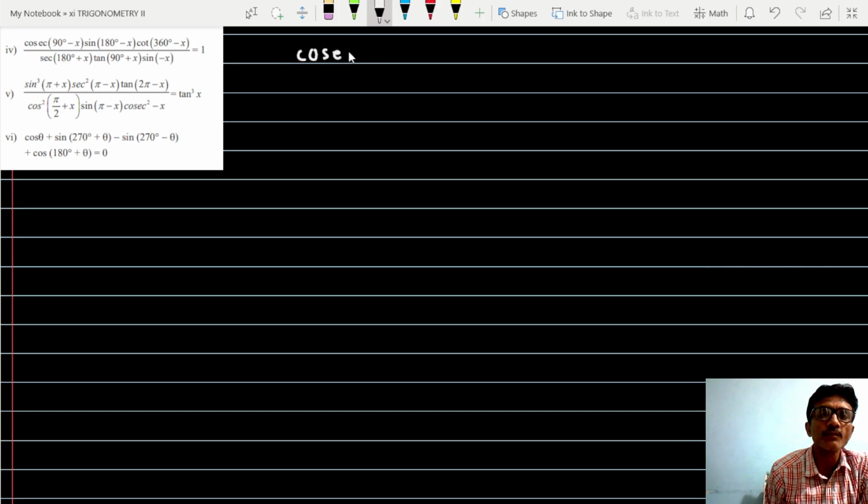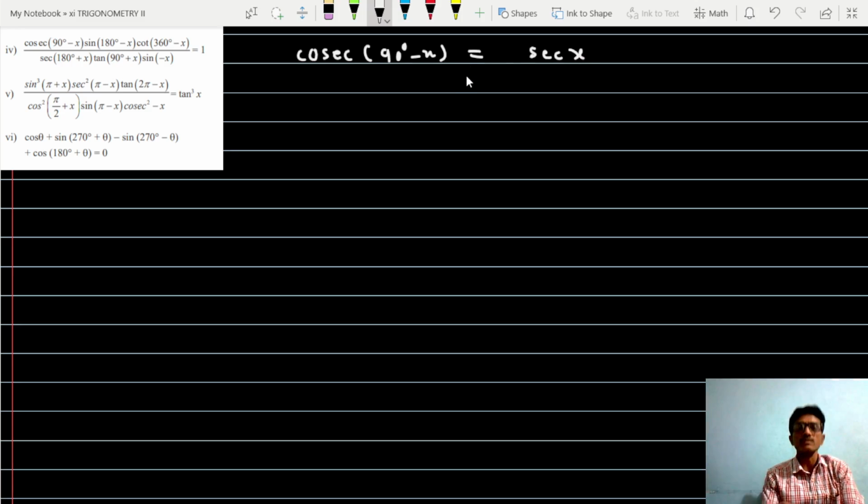Cosec of 90 minus x. With 90 minus x, cosec will change to what? Sec. Here it will be sec x, and 90 minus x is in the second quadrant. In the second quadrant, sin and cosec are positive.